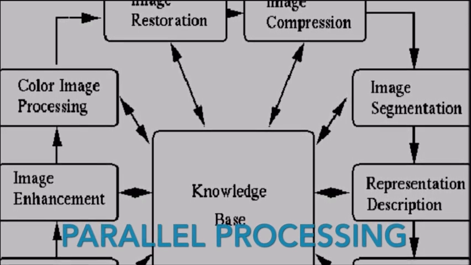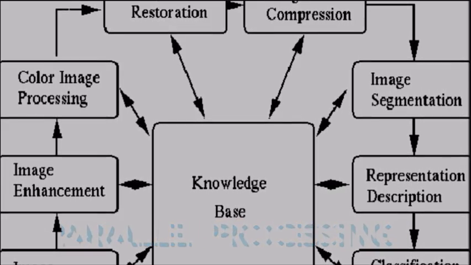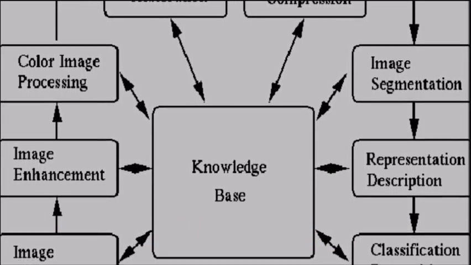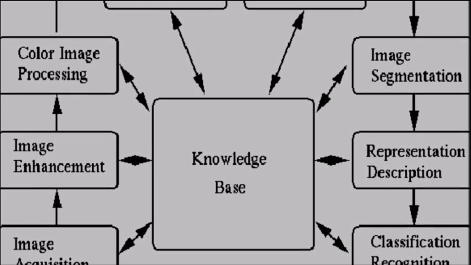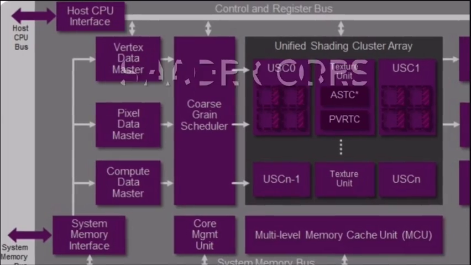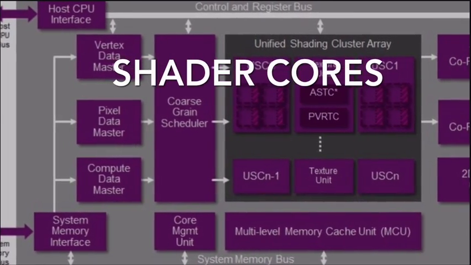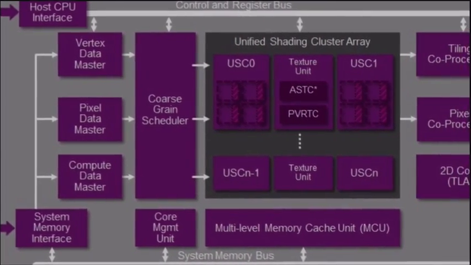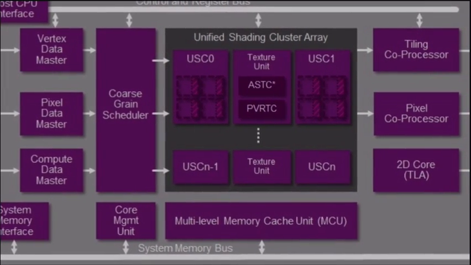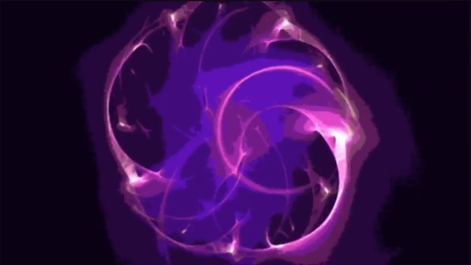Parallel processing. GPUs excel at parallel processing, enabling them to perform multiple tasks simultaneously. This makes them particularly efficient for rendering graphics, as many graphical tasks can be processed concurrently. Shader cores. Modern GPUs contain shader cores, which are programmable units responsible for executing complex mathematical operations related to graphics rendering. Shader cores are crucial for rendering realistic lighting, shadows, and textures in video games and other visual applications.